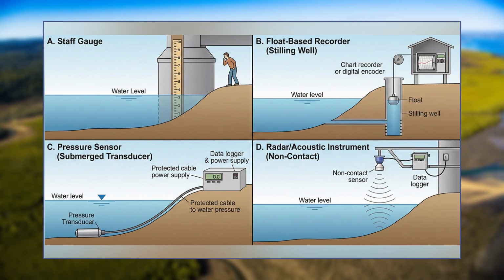At any location in a river, stage is commonly measured using staff gauges, float-based recorders, pressure sensors or radar and acoustic instruments. However, the measurement is difficult due to rapid fluctuations of water during floods and dry seasons. In India, the Central Water Commission or CWC operates thousands of gauging stations installed at rivers like the Indus, Jhelum, Ganga, Brahmaputra, Godavari and Krishna.